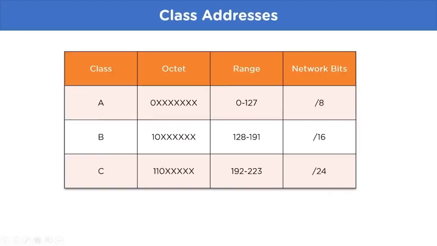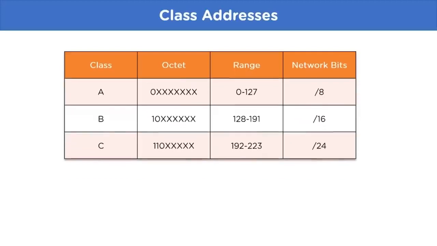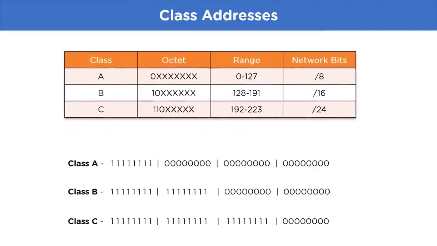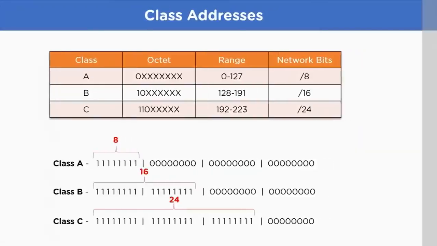The network bits representing each class are very important when making subnets of a particular IP address. Let's see how they do so. For this, we'll be representing each class in binary format. For Class A, we have 1 for 8 bits. For Class B, 16 bits, and Class C, 24 bits.